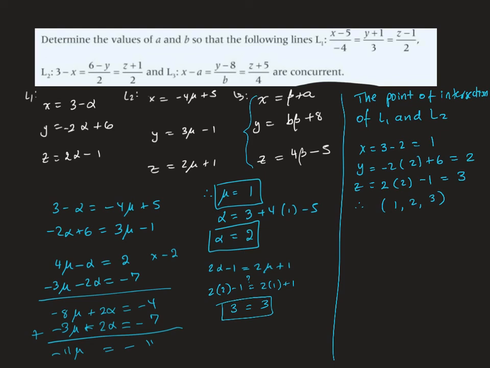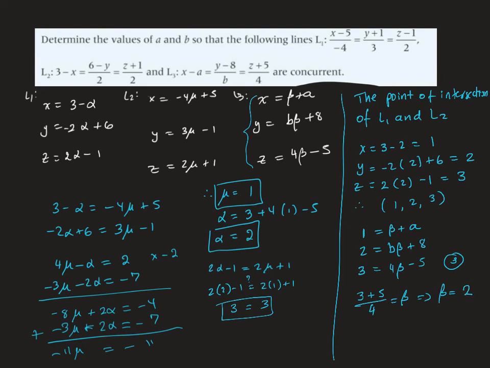And we get 1 should be beta plus a. 2 should be b beta plus 8. And 3 should be 4 beta minus 5. So from the third equation, we can find the value of the parameter for which the z coordinate is 3. So we solve for beta there. So 3 plus 5 divided by 4 is beta. That means beta is 2.